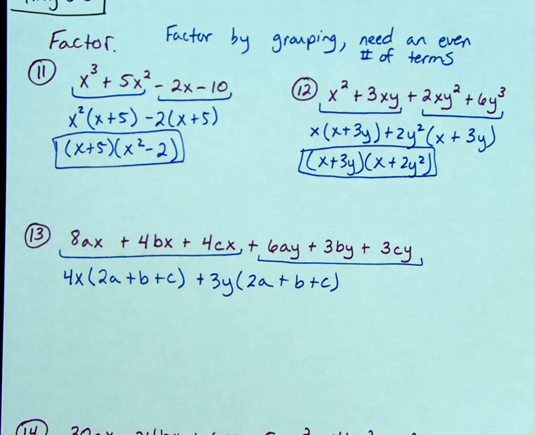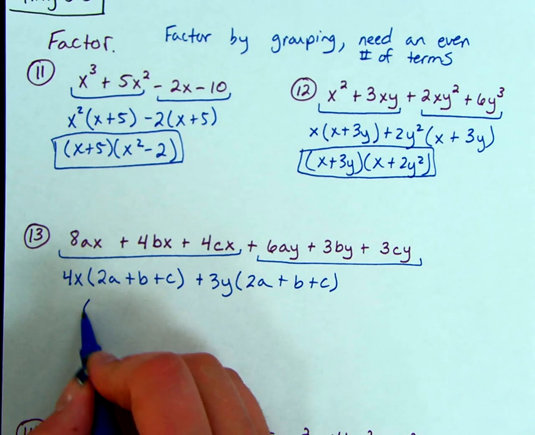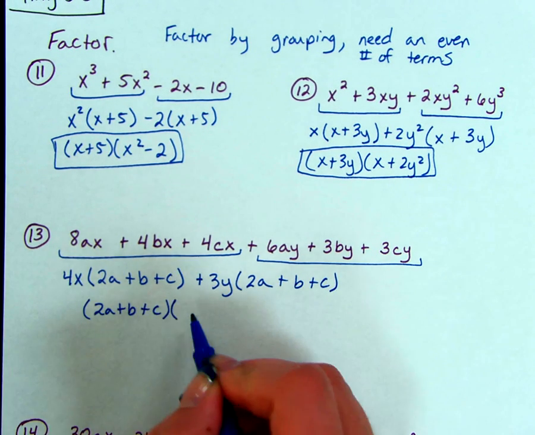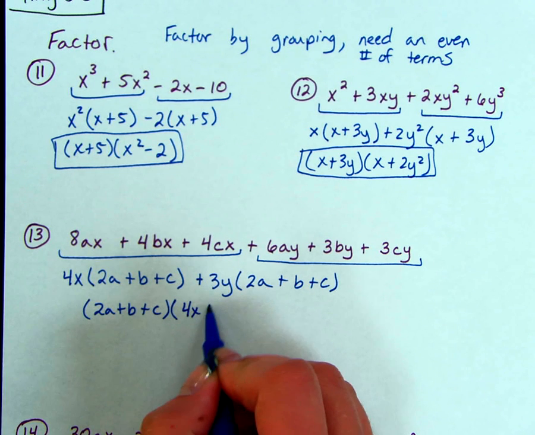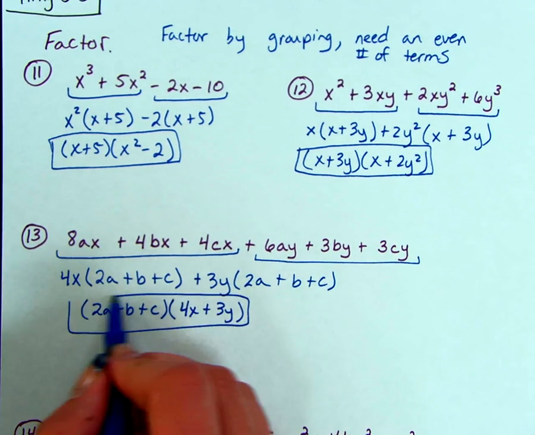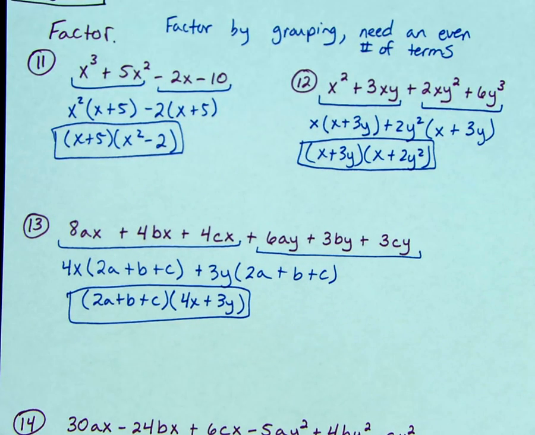So again, my parentheses match. So my first set of parentheses will be 2a plus b plus c times a quantity of 4x plus 3y. And there's nothing else that we can do to factor. So that is our final simplified answer.